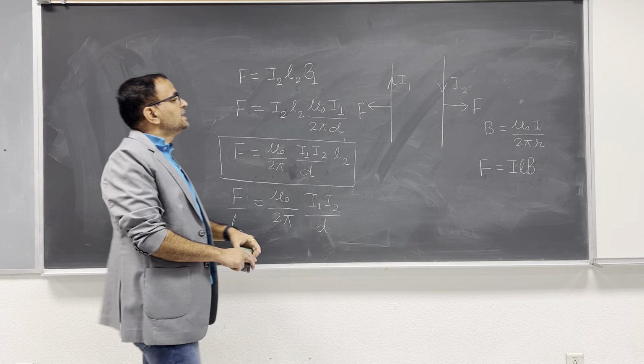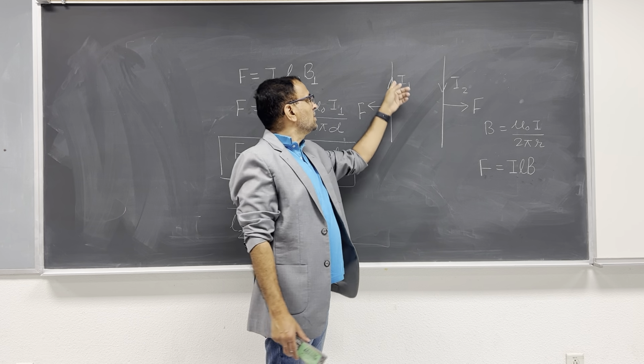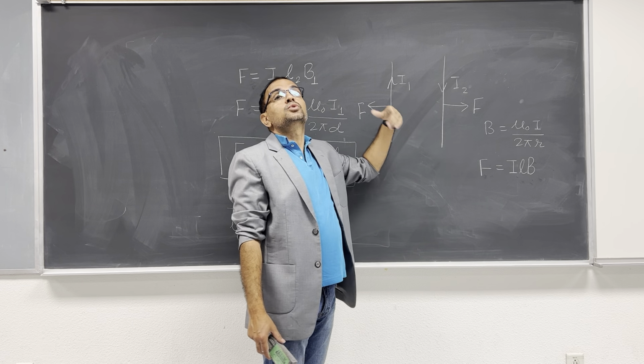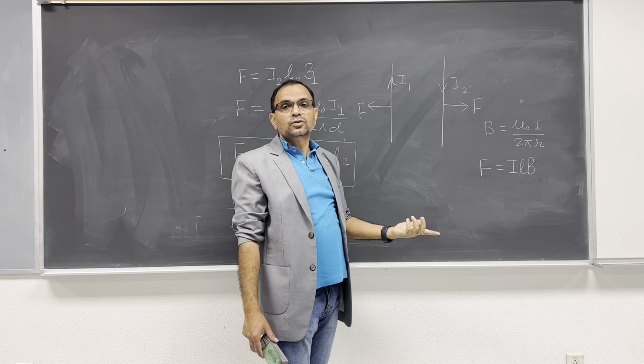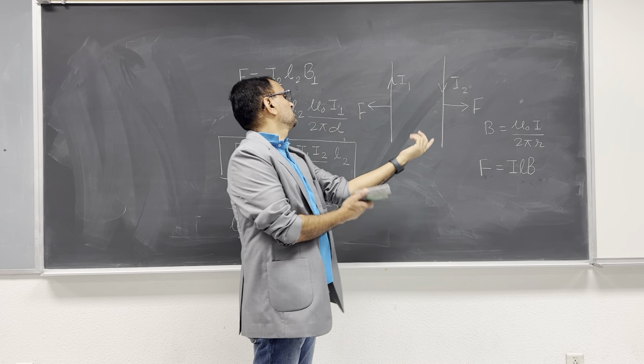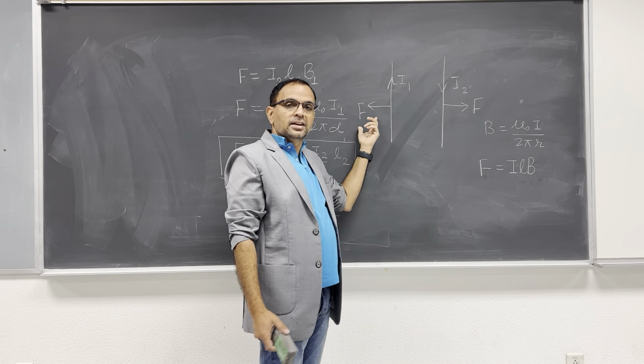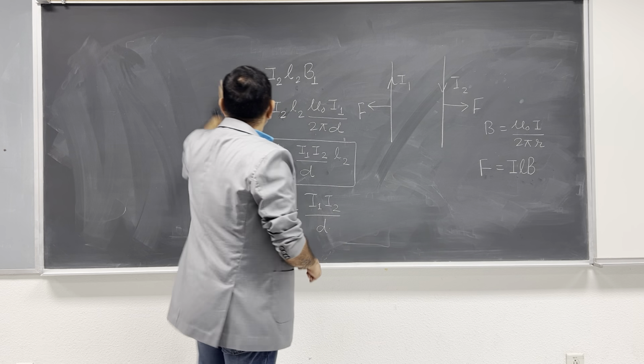How do you get the direction, repulsive or attractive? First you have to figure out the direction of the current, then you can use the right hand rule, right hand rule number 2. You can get the direction of the force.